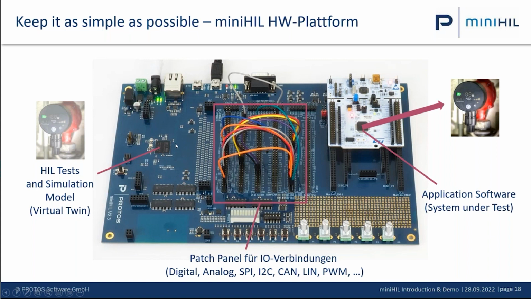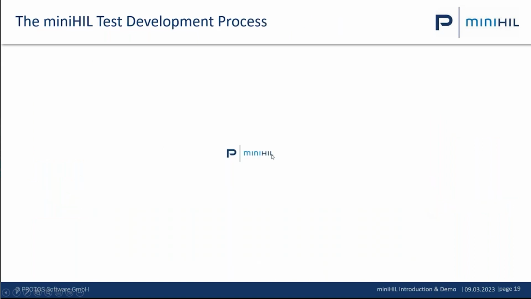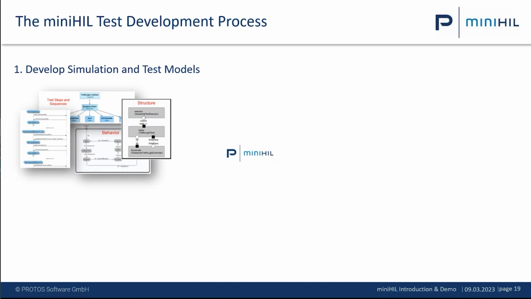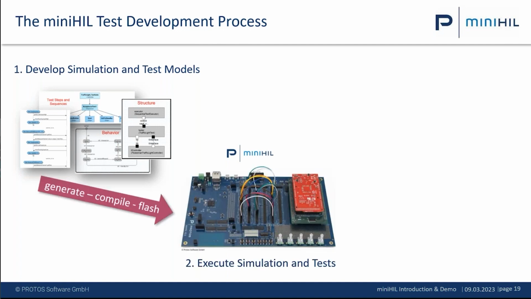So in order to test the system, we need an environment simulation and a test case or test cases. Let's have a look at how we develop those. We have a model-based approach where we can model the environment simulation as well as the test cases. From those models, we generate C code. C code is compiled and flashed directly on the test system, so on this side here.